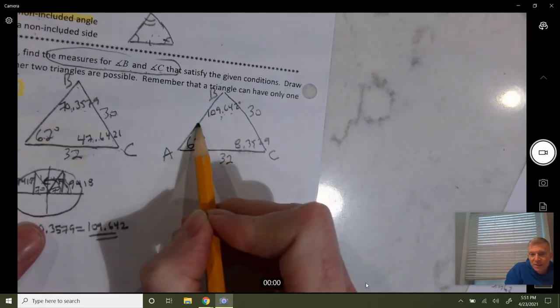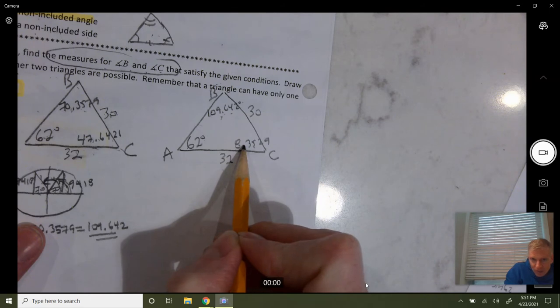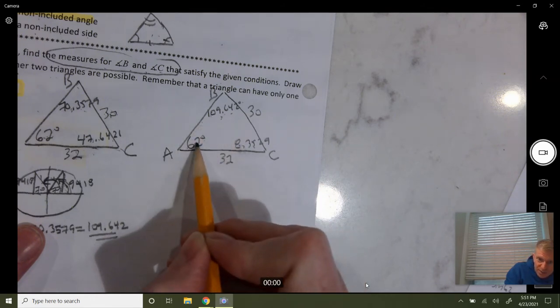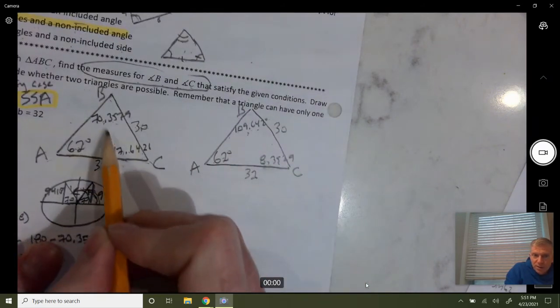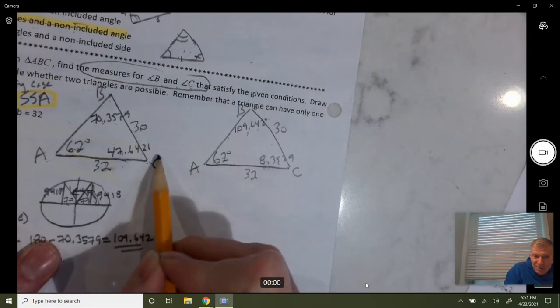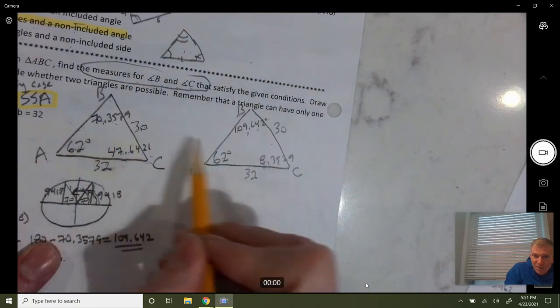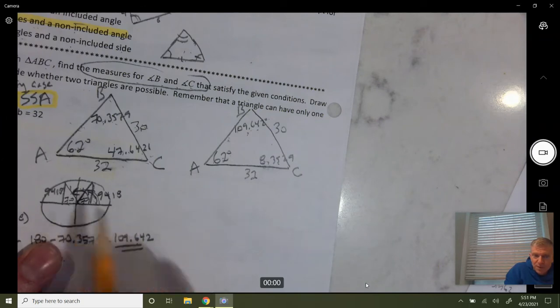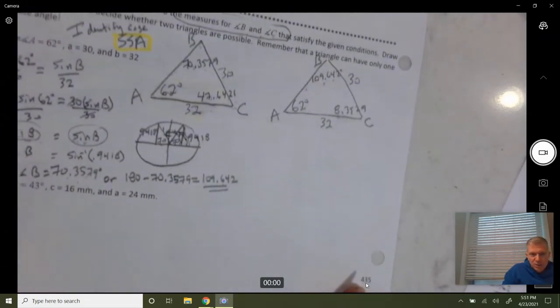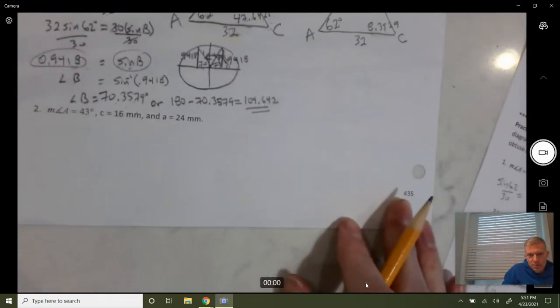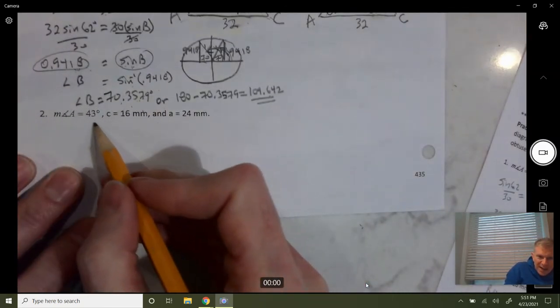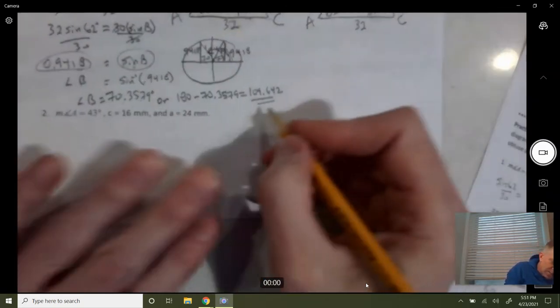You'd do law of sines again. Sine of this angle over little c equals sine of 62 over 30. You'd have to do it again over here. Notice this angle's bigger, so this side's going to be bigger in this triangle than it is in this one. Okay, let's go to the next one. We're going to see one more example. So you've got angle A. This is again triangle ABC.